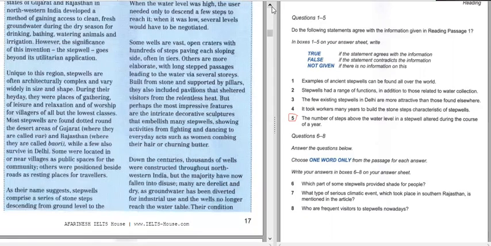As the name suggests, step wells will comprise a series of stone steps, then water source, and as it recedes following the drains. When the water level was high, the user needed only to descend a few steps to reach it, and when it was low, several levels would have to be negotiated. Okay. So you got the answer of 4. So now question number 5.